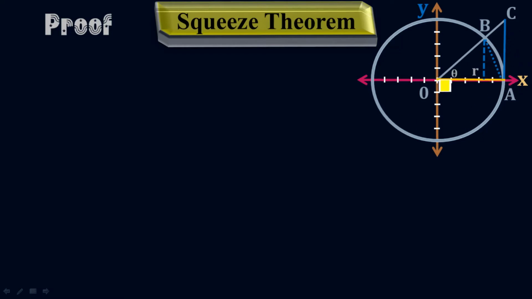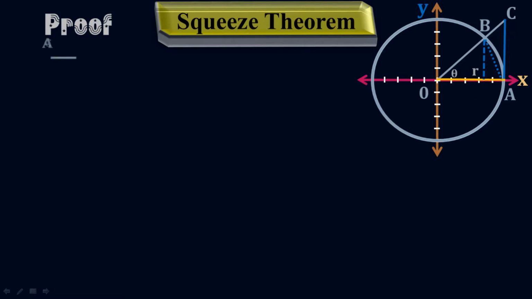From here, from the origin up to this border, it is R, which is the radius of the circle. So at this point is my A. Here is my O. This is my B here, and this is my C, and this is my theta.